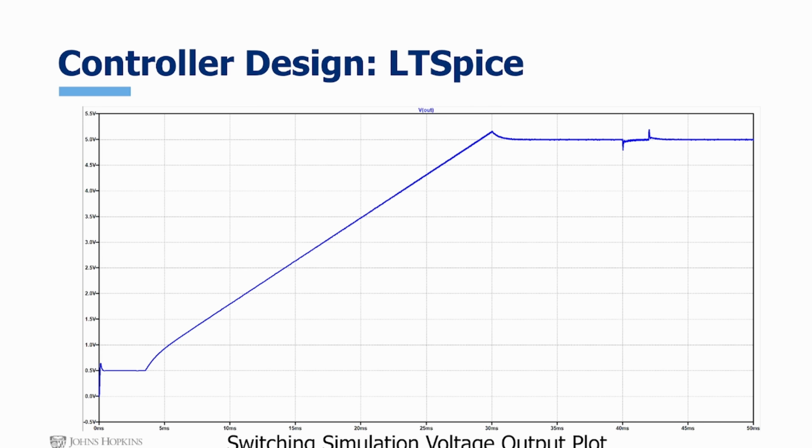This is the voltage output plot of the LTSpice switching simulation with an approximate soft start of 30 milliseconds before reaching the transient. You can see the output voltage is at steady state around 5 volts. Once the transient is met around 40 milliseconds, the output voltage does reach back to 5 volts at steady state.